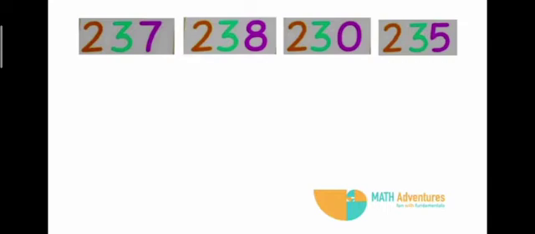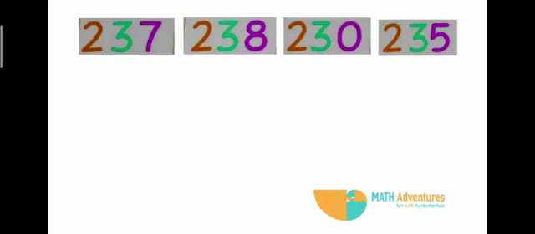Let's read out the first number: hundreds, tens, ones. That means 237. On the next strip, 238. Next, 230. And the last number is 235. So, we have to arrange them in ascending order. Okay. And what does ascending mean? Ascending means from smallest to largest. From smallest to largest. So, as we have done in our last classes, what do we have to do?